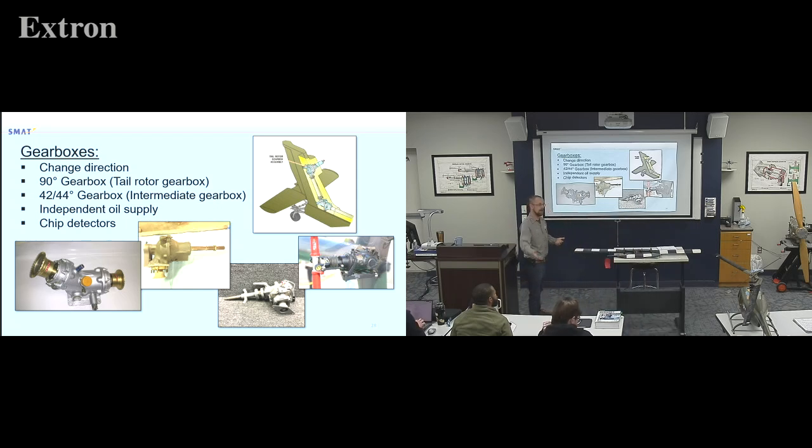Okay? So on the bell itself, you should be able to see a little window. It shows you the oil level for the gearbox up here.